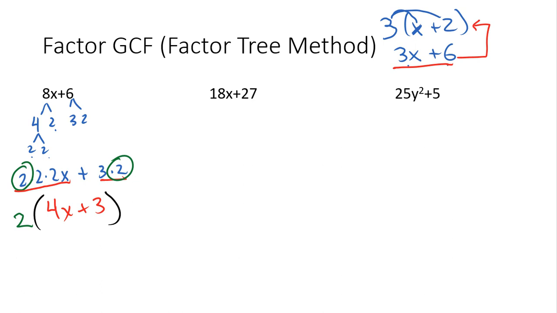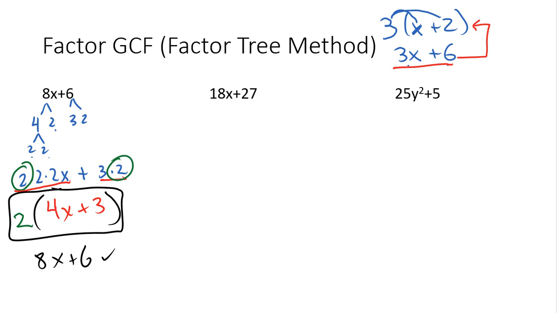And an easy way to check your answer is to distribute this. So this is our answer right here. But if we distribute this back in, we see we get 8x plus 6. Oh yeah, that checks out. That is the answer we started with. You have to make sure you take out as much as you can. You don't just want to take out any common factor. You always want to take away as much as you can. So that's another little stipulation there.